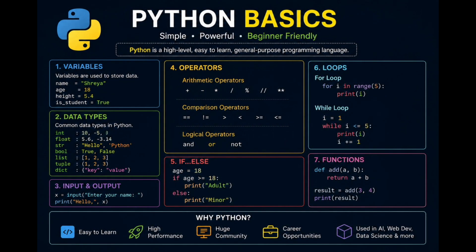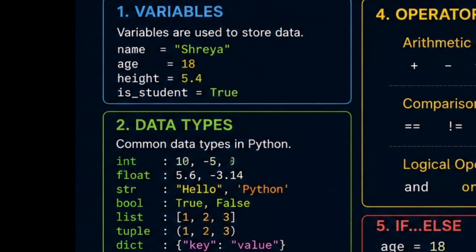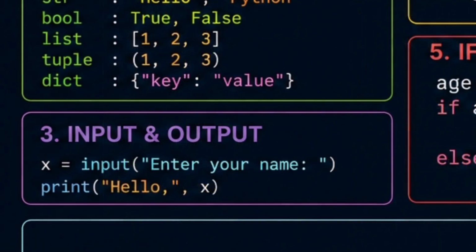First, let's know the basics of Python. Here we will be studying variables. Variables are used to store data. We can store a name, meaning a string, an integer, a floating point number, or any boolean data type in a variable. Then there are common data types in Python, which are int, float, string, bool, list, tuple, and dictionary. We will study all of these in an upcoming video.